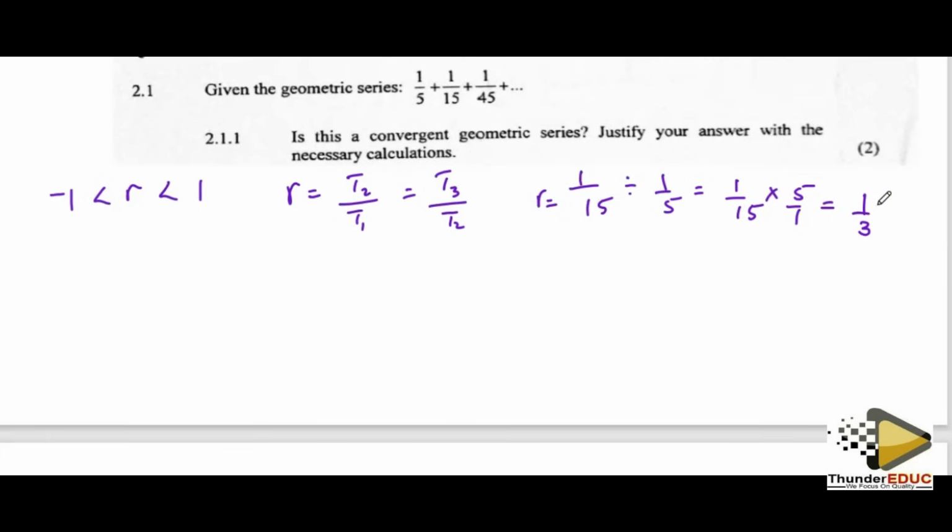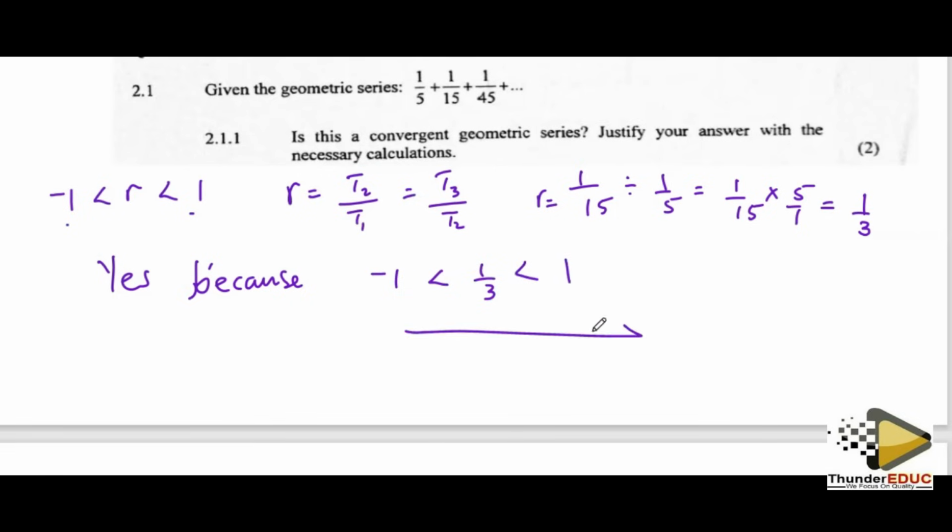So when I look at 1/3, 1/3 lies between this interval. It's bigger than -1, but 1/3 is smaller than 1. So the answer is going to be yes. It's a convergent geometric series because -1 is less than 1/3 and 1/3 is less than 1. There we go.